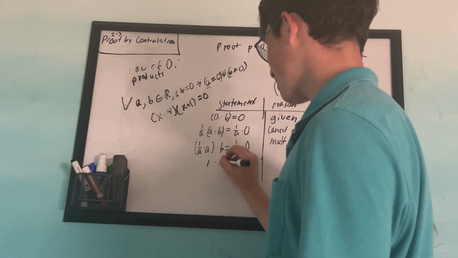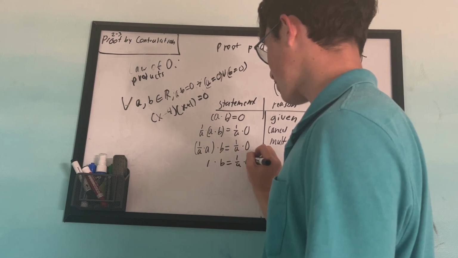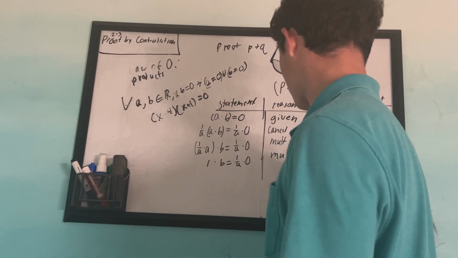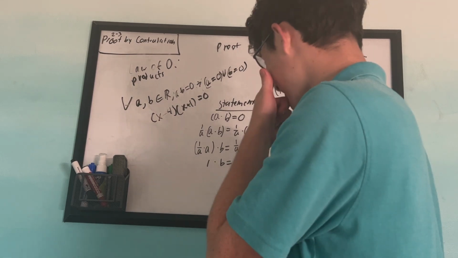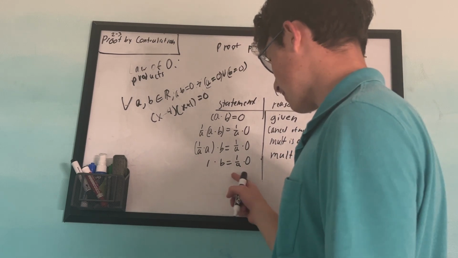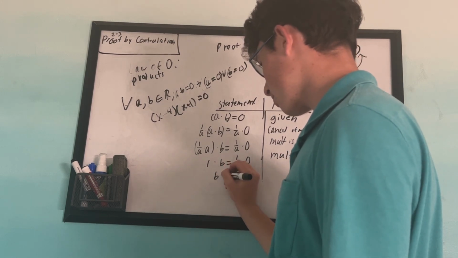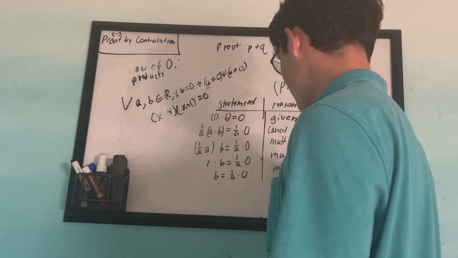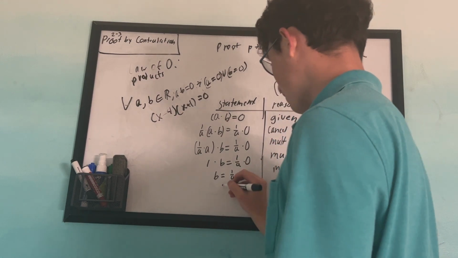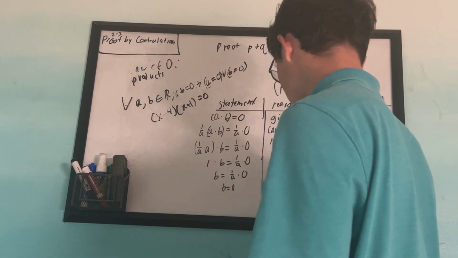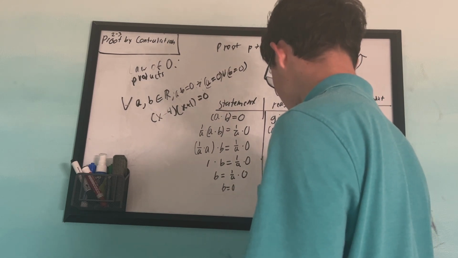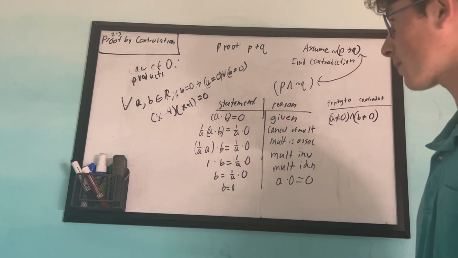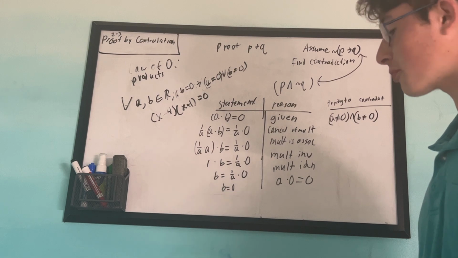Again, we got 1 times B equals 1 over A times 0. That's the multiplicative inverse. And then we're going to have 1 times B equals 1 over A times 0. We can say B equals 1 over A times 0 from the multiplicative identity. And we have B equals 0 because A times 0 equals 0. And that's one of the theorems from 2.2.